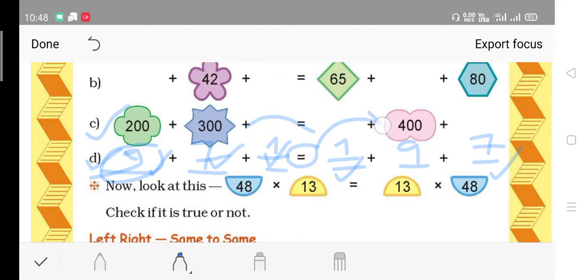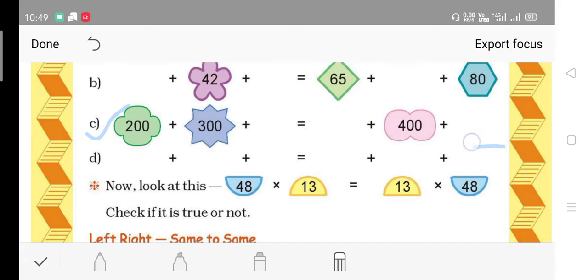Now come towards the right side of equal. It is 9 plus 1 is 10, plus 7 is 17. So if you add on both sides of equal, your answer will not change. Okay, that means you are just changing the order.